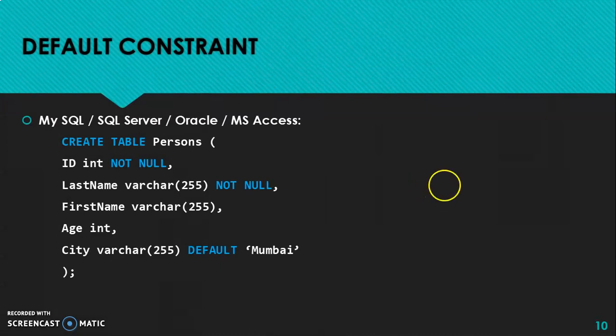So if you are using MySQL, SQL Server, Oracle and MS Access, this is the way how you can use it. Create table name, that is person, ID of type integer, it should be not null, last name of type varchar, maximum size 255, not null, first name of type varchar, size 255, age integer, city varchar of size 255, and default is Mumbai. So the default value set for the city is Mumbai. If there is no value assigned, then the default value will be Mumbai.